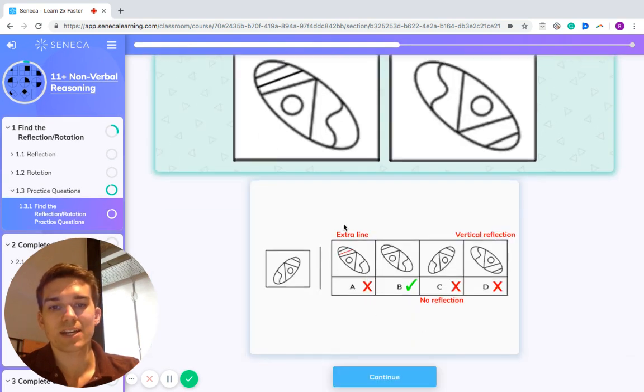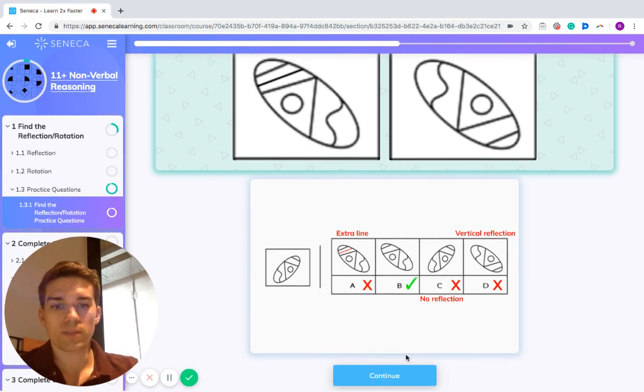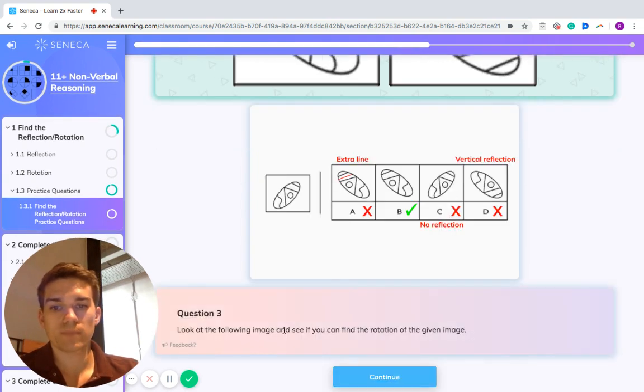This one has an extra line in it, so it's not that one. This one has the wavy line in the bottom right, as we said. This one is no reflection, it's just the same shape. And this one is a vertical reflection, so you see the wavy line has gone up to the top, which is not what we're looking for. Right, last one we're going to look at for rotation and reflection.